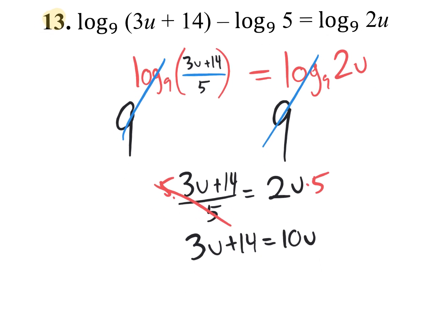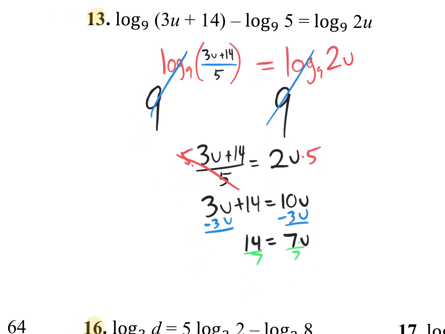And we almost have u by itself. Let's get u by itself on one side. Let's move that 3u to the other side. Subtract 3u, subtract 3u. You're going to have 14 = 7u. And for your final step, you're going to get rid of that multiplication by 7 by dividing by 7, dividing by 7, and you will get 2 = u, or u = 2.